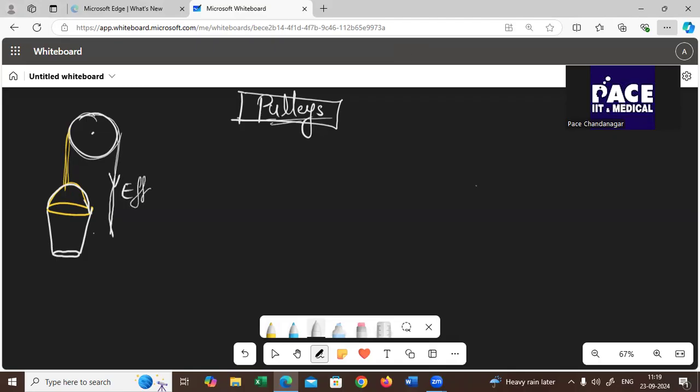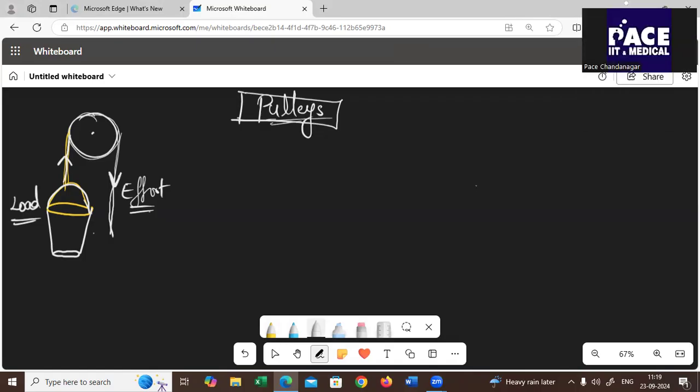This is called the effort. Here the effort is applied in the downward direction, and this is my load. I use a pulley to lift loads easily. From the well, if the water has to come up, we need to apply some effort here, and then the load comes up in the upward direction. So effort is put in the downward direction and the load is brought up in the upward direction.